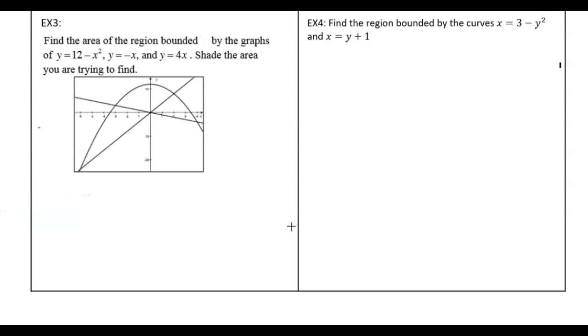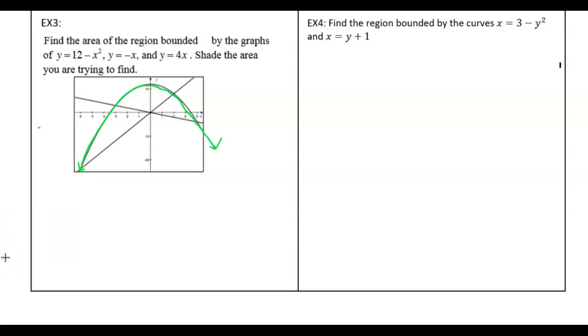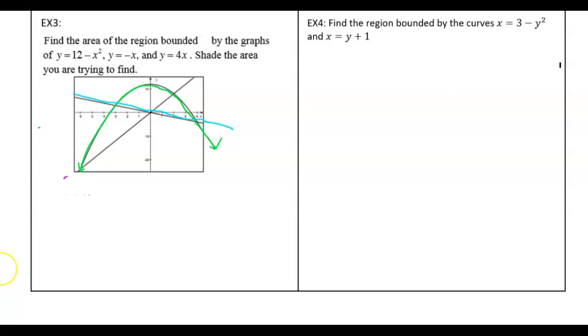or at least I've had students confused in the past. So this says, find the area of the region bounded by the graphs of 12 minus x squared. So I'm going to show that in green, because I like to use colors when students don't know what they're looking at. Y equals -x. And then let's do purple. Y equals 4x. And so we want the region that's bounded by all green, blue, and purple regions. Okay?